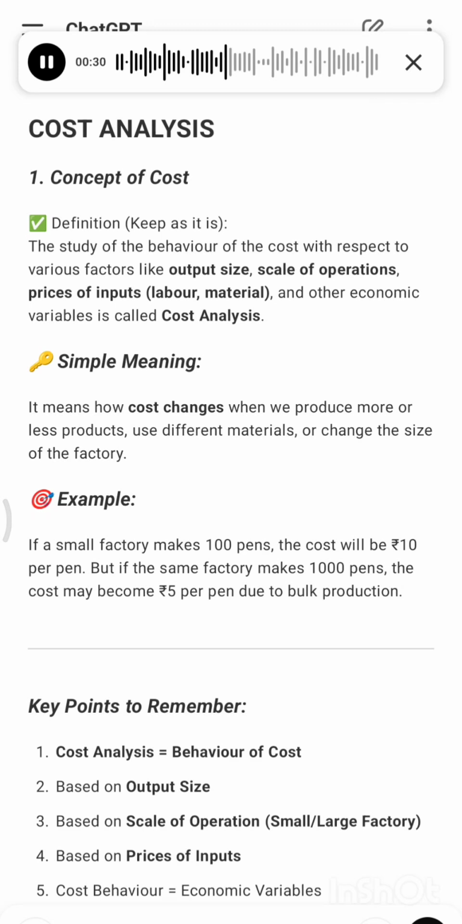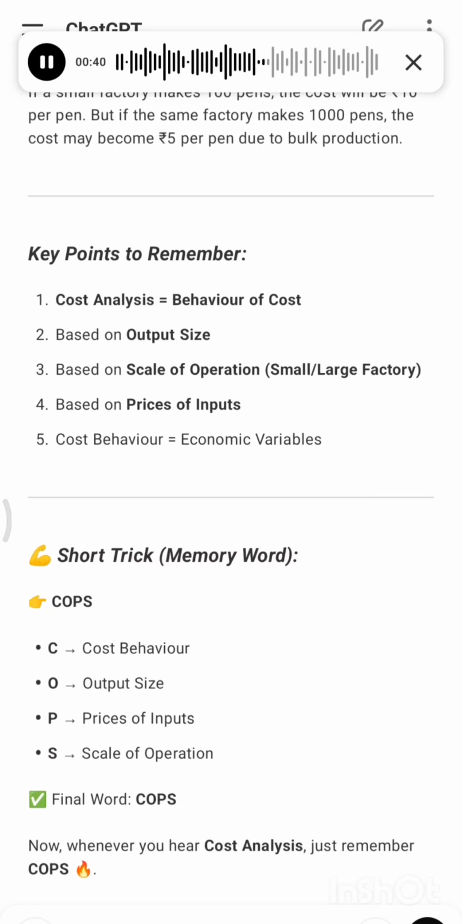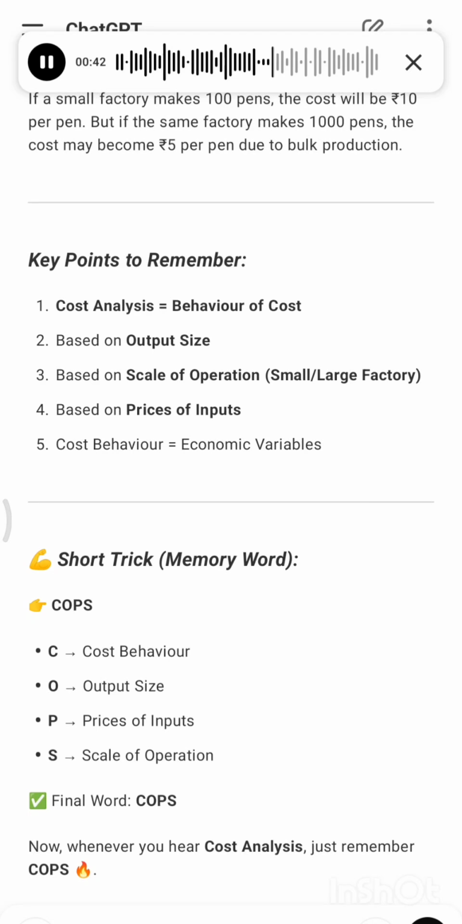If a small factory makes 100 pens, the cost will be 10 per pen. But if the same factory makes 1,000 pens, the cost may become 5 per pen due to bulk production. Key points to remember. 1. Cost analysis equals behavior of cost. 2. Based on output size. 3. Based on scale of operations, small, large factory. 4. Based on prices of inputs.